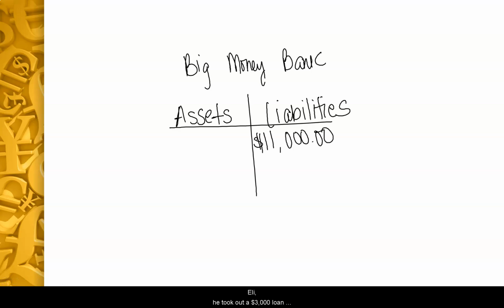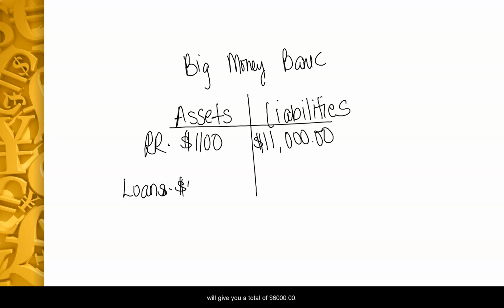So let's go back to Big Money Bank. Eli took out a $3,000 loan from Big Money Bank, and he has now decided to deposit that $3,000 into his bank account at Big Money Bank. So once again, we still have the reserve requirement of 10%. Therefore, the reserve requirement is now $1,100. And the loans, which include the $1,000 from Abby, the $2,000 from Corey, and now the $3,000 from Eli, will give you a total of $6,000. And the excess reserves, $3,900.